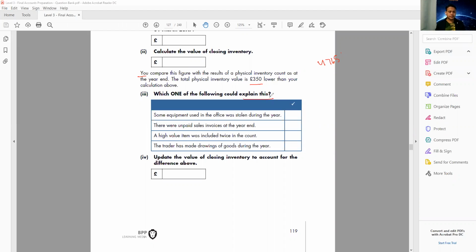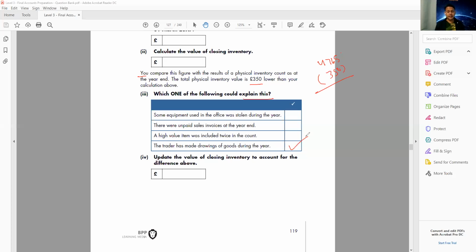The first one, they said, some equipment used in the office was stolen. We don't go that side. We don't think something is stolen. There were unpaid sales invoices. No, that's not relevant. A high value item was included twice in the count. No. The trader has made drawings of goods during the year. So the owner of the company took some goods from the company, and that's why this inventory has gone down by 350. Yes, so this is the reason.